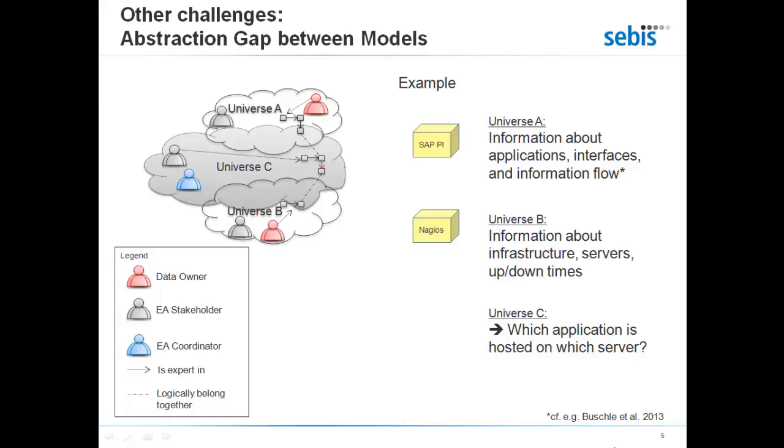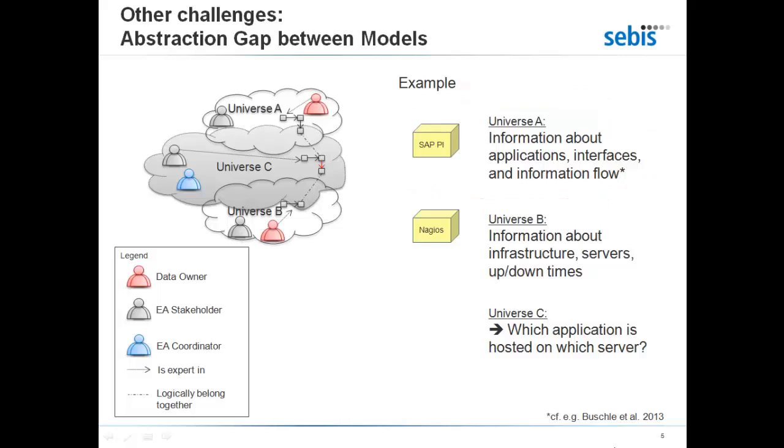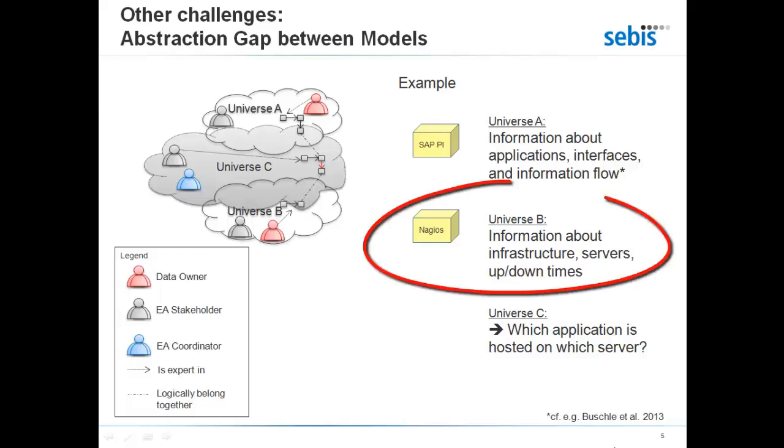For instance, when extracting information from an SAP PI system, you easily get a list of applications and relationships among them. However, the relationship to infrastructure components is neither part of this model nor the universe, since stakeholders in this universe are not interested in such information primarily. A similar observation can be made in Universe B for infrastructure information. Respective stakeholders are not interested in information about applications or business processes.